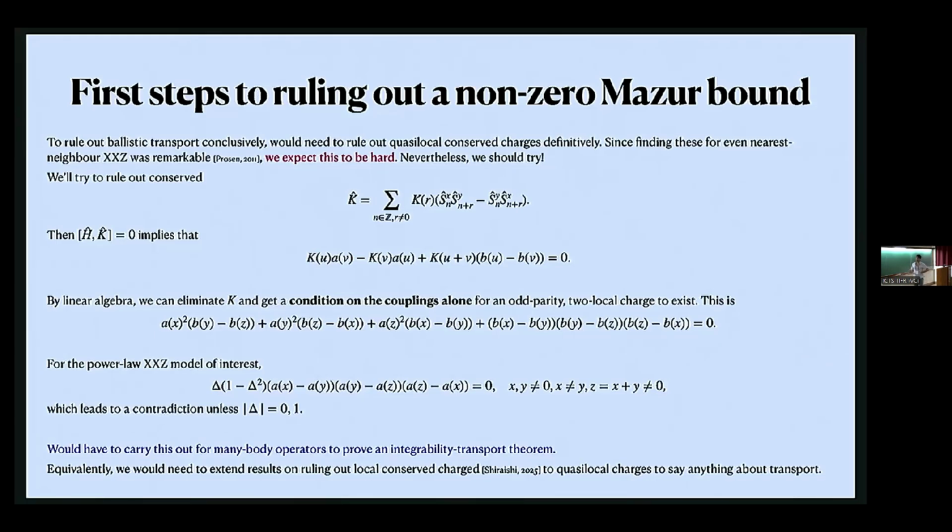If you look for a two-body charge that has the same symmetries as the spin current and would therefore overlap with it, you now get a functional equation for the charge, K, depending on the model couplings. But this is a linear equation, and just by doing some linear algebra, writing multiple copies of these equations and taking determinants, you can eliminate K and get a condition on the couplings alone to have this kind of conserved charge. So it's a cubic equation on the couplings, which tells you whether the model can have an odd parity two-body charge or not.